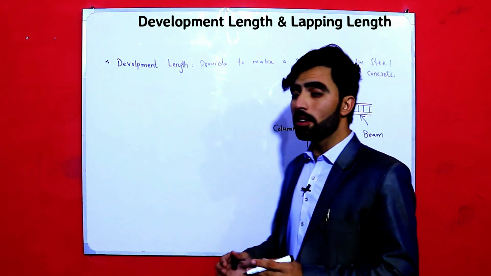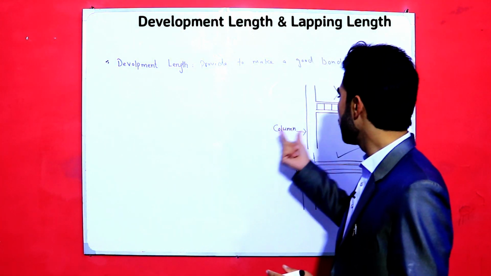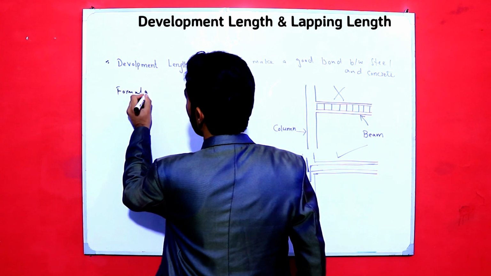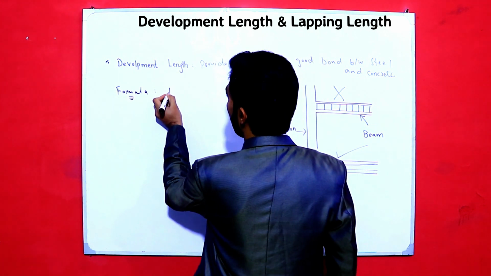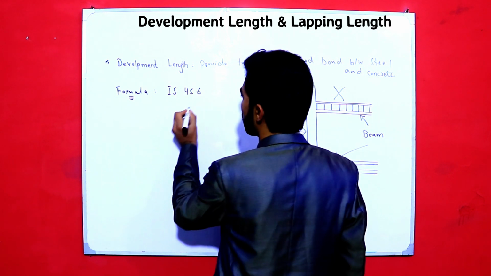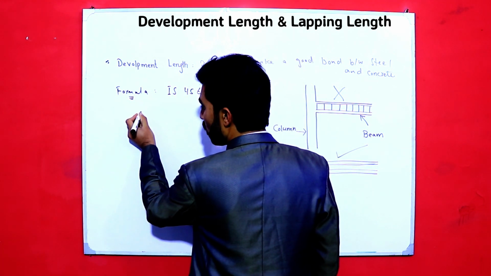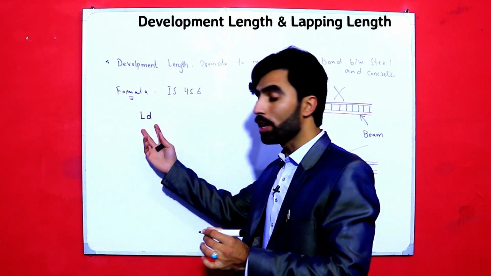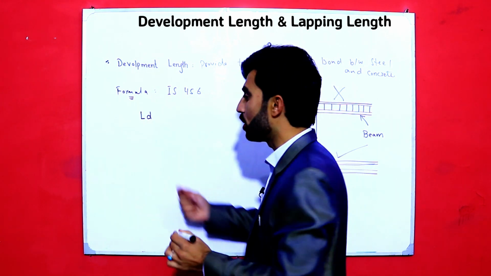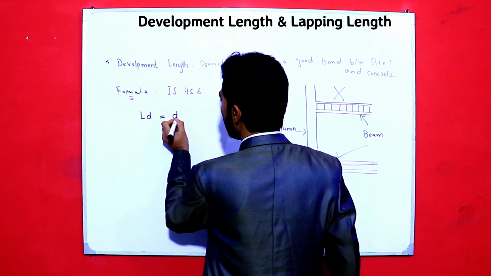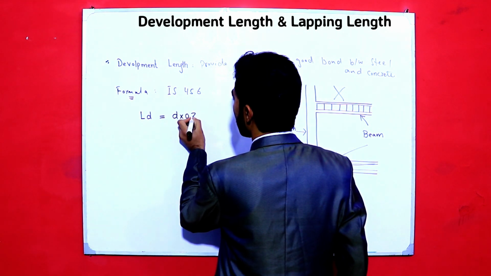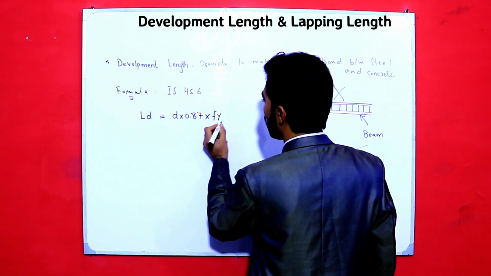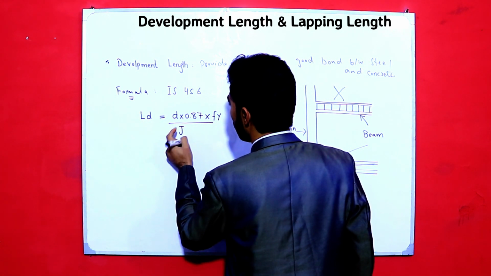Okay, guys. Now, what is the formula for development length to provide in a beam? Remember the formula for development length. This is the specific formula from the reference of IS 456. Development length is denoted by LD. They can ask this in an interview. The development length symbol is LD. So LD is equal to D multiplied by 0.87 multiplied by yield stress, divided by TBD.